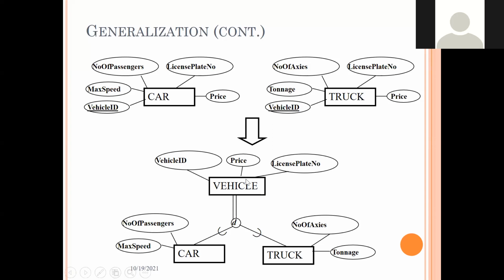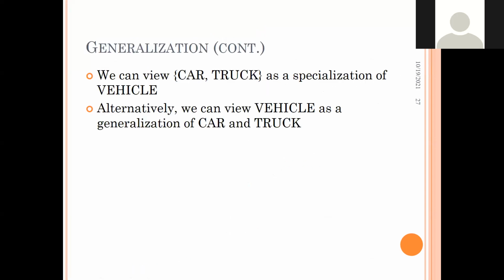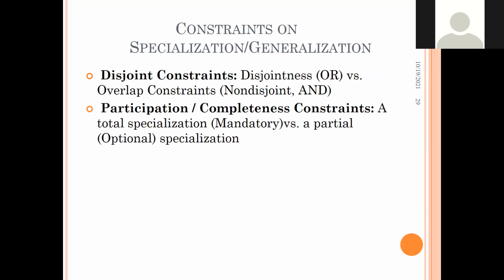So for example, here you see that car and truck is a specialization, a generalization of vehicle, and vehicle is a specialization of car and truck. So it's not something that should bother you in trying to get the difference. The only difference between the two is that one is top down and the other is bottom up. But the rest, the concepts are the same.